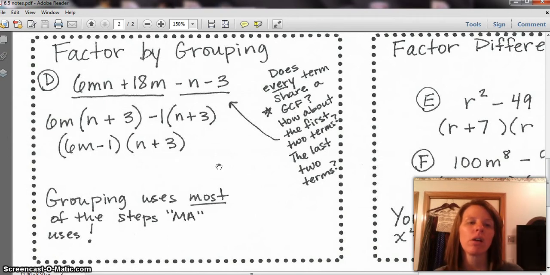When we look at these first 2, well, yeah, they have GCF. 6m goes into this problem in the first 2 terms. So when I divide out 6m, what do I have left? Oh, well, just n, and then 3. Okay, what about the last 2? What divides into them? Well, it looks like 1. Maybe I can change the sign if I divide out negative 1, and I have n plus 3 left. Oh, stuff matches. I have n plus 3. In front, I have 6m minus 1, and I'm done. And those are the things that we had just done in MA. So grouping, you have totally tackled and mastered once you are good with MA.